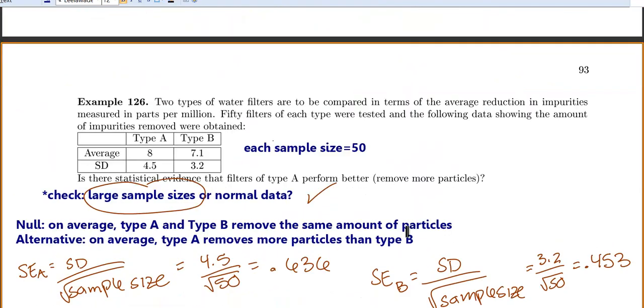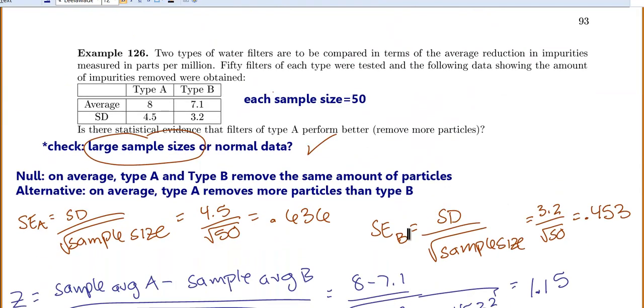Now, just as an interesting side note, you might have noticed the first two that we did were both kind of controlled experiments where you had your group of people and you split them into two groups and assigned one group treatment A or treatment B, things like that. This one was slightly different in that we had two types of water filters that we wanted to compare, and 50 filters of each type were tested. And so this one was kind of one where we had a big supply of filters and we took random samples, versus having a big group of people and splitting them into two groups and giving them treatment. So this is one where you can think of it as random samples.